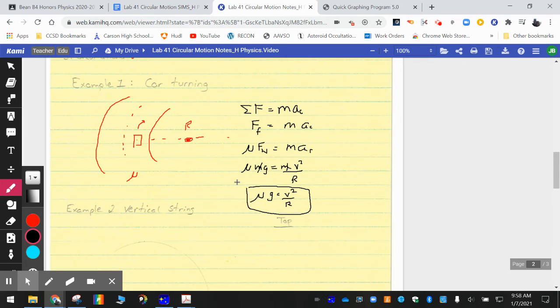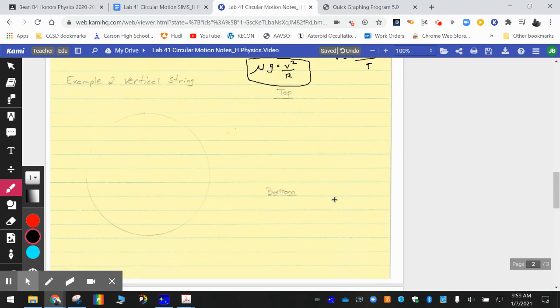Now remember that v also equals 2 pi r over t. If necessary, we may have to do a substitution. But this is how you would solve the first simulation, which talks about cars. Now, next one here, we have the vertical string problem. So let me go ahead and hit stop here real quick. And so here's our problem.